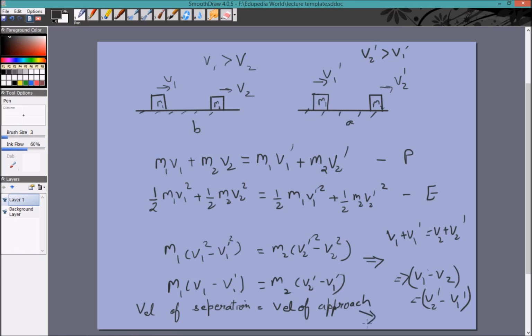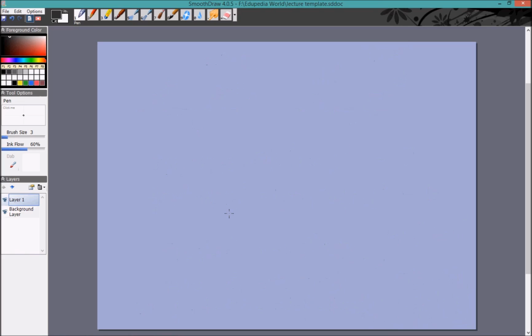So this is the result which is true if conservation of energy holds. That is, it is true for perfectly elastic collisions, right? Now you can use these two equations and try to solve for the values of v1 dash and v2 dash at home. I'll just give you the values right now and I'm sure you can solve them at home.